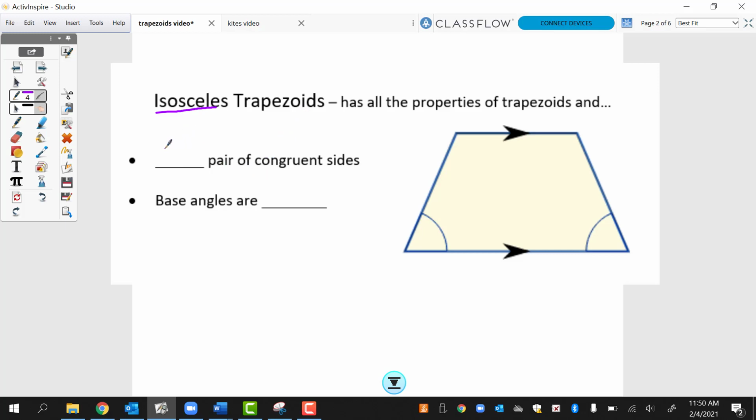So it has 1 pair of congruent sides. So how do I know if it's isosceles? It's if I see little tick marks on the not parallel sides. If I see the not parallel sides are congruent with the little tick marks, then I know it's isosceles. And if I know it's isosceles, then I know that the base angles are equal, congruent. So that means this angle down here and this angle over here, they are congruent to each other. They are equal.